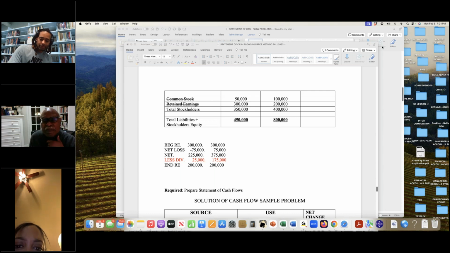Is depreciation expense the same as accumulated depreciation? You can get it two ways. It'll show up on the income statement, or you can take the difference between the accumulated depreciations on the balance sheet. So you've got two ways to get it.